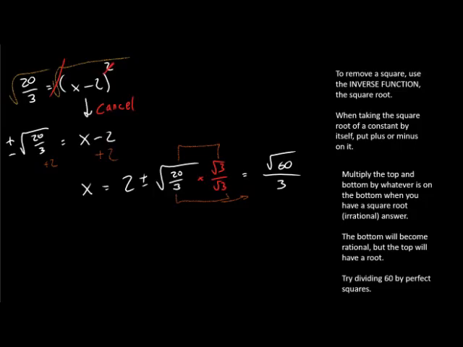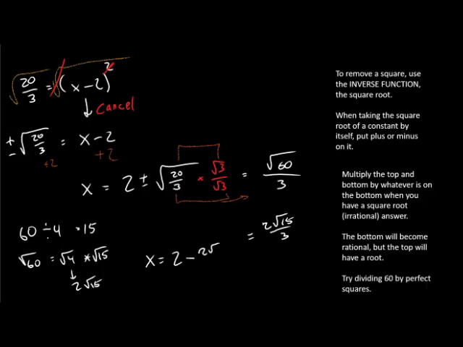The lowest perfect square that could help us here is 4. If we take 60 divided by 4, we'll get 15. Therefore, we can say root 60 is the same as root 4 multiplied by root 15. But root 4 is just 2. Therefore, we can replace that root 60 with 2 root 15. This will still be over 3. Therefore, our x values will be x equals 2 minus 2 root 15 over 3 and 2 plus 2 root 15 over 3. All we've done is change this root 20 over 3 into a simplified form, 2 root 15 over 3. Notice that both x values will use this. We'll summarize all this on the next slide.